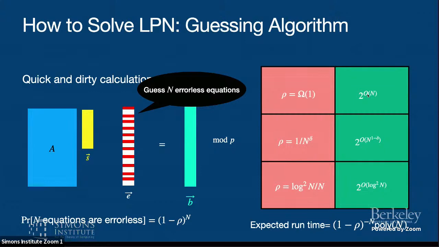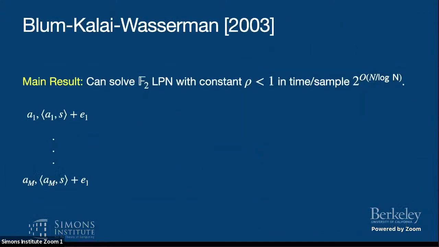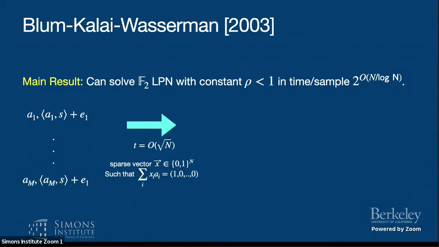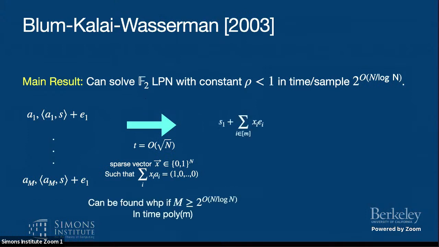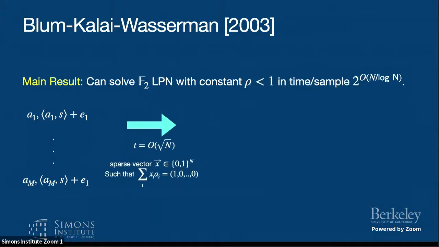Except one case, which I'm going to mention, which is this breakthrough result of Blum, Kalai, and Wasserman. What do they do? They show that you can solve constant rate LPN if you can somehow increase the number of samples to 2 to the n over log n, which is really high. Then you can solve this in the same time. So the time and the sample complexity is n 2 to the n over log n, therefore shaving off that log n factor.